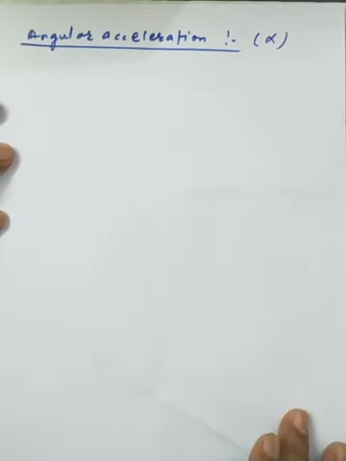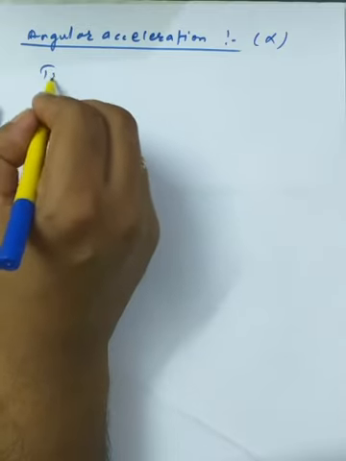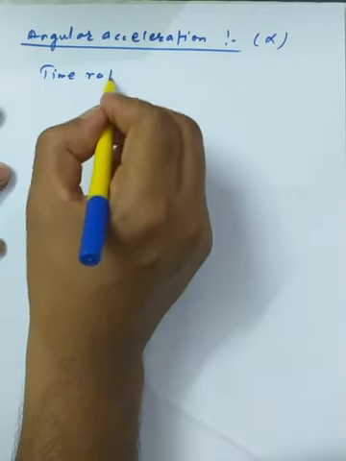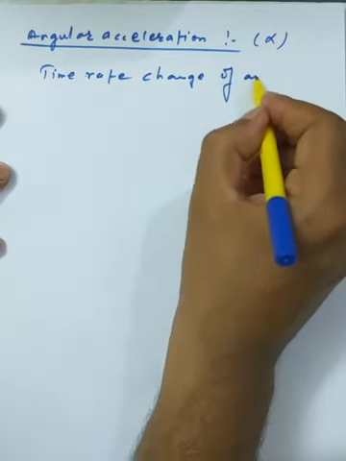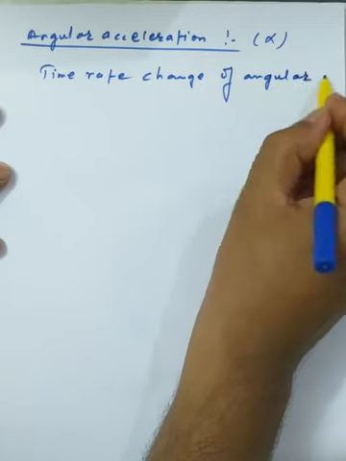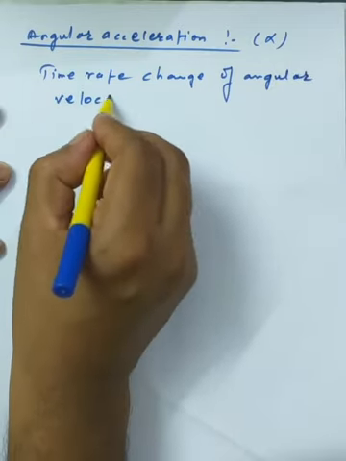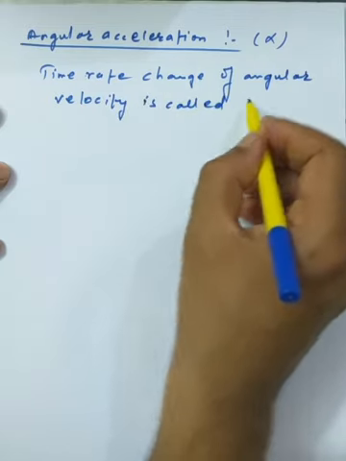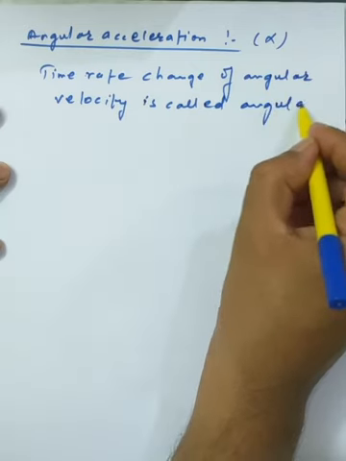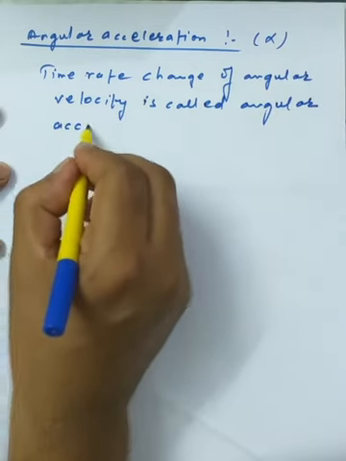Now, another analogous term we have is the angular acceleration. In linear motion we study acceleration, and on the circular path we discuss angular acceleration. So the time rate of change of angular velocity is called angular acceleration.